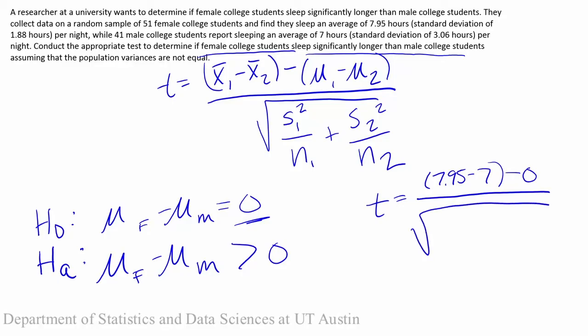Our standard error is the square root of the standard deviation of the female college students, which is 1.88, squared over how many there were, which was 51, plus the standard deviation of the male college students, which was 3.06, squared divided by how many there were, which was 41. If we work all of this out, we come to a value for our t-statistic of 1.73. Now we must compare this value to a cutoff so that we can determine if we can reject or fail to reject the null hypothesis.